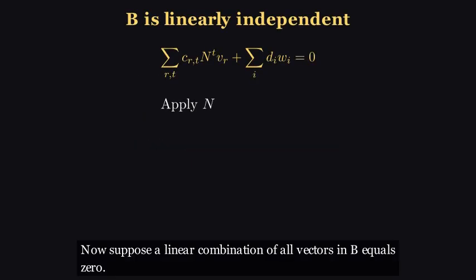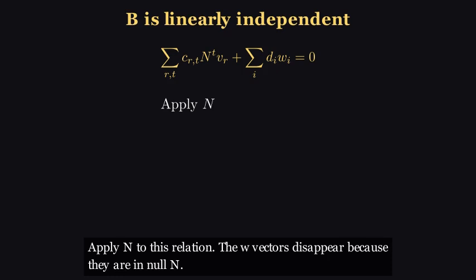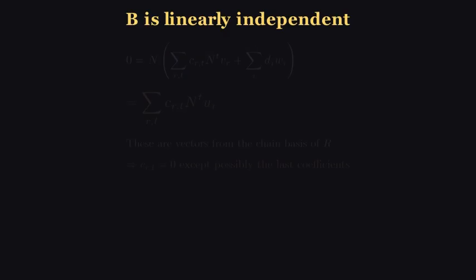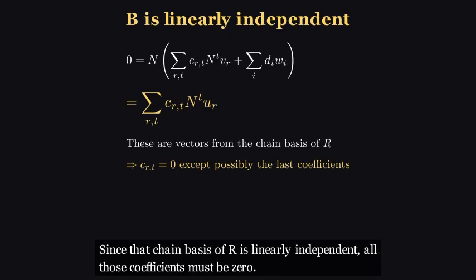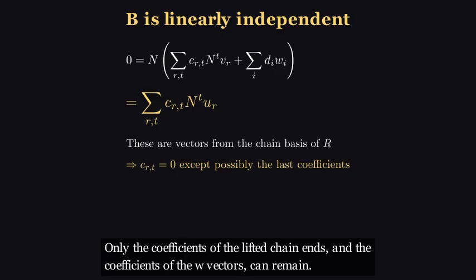Now suppose a linear combination of all vectors in B equals 0. Apply N to this relation. The W vectors disappear because they are in null N. After applying N, every non-final coefficient becomes a coefficient in the chain basis of R. Since that chain basis of R is linearly independent, all those coefficients must be 0. Only the coefficients of the lifted chain ends, and the coefficients of the W vectors can remain.